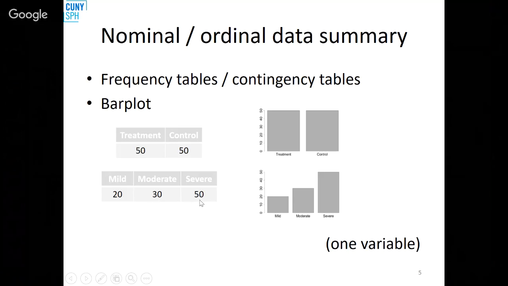reporting severe. So this is a so-called one-by-one frequency table or contingency table. And those can also be visualized as bar plots, which display the same information as a one-by-one frequency table. I'm just calling it one by one because it only has one variable in it here.